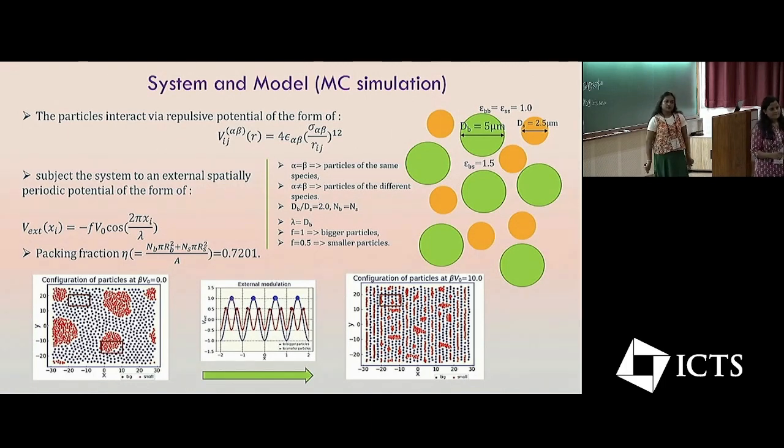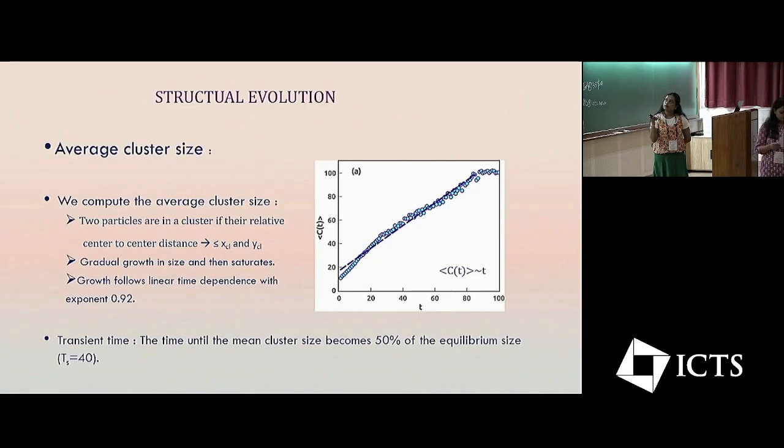Can you just show your cluster size growth law? So this is C, the number of particles in the cluster. What is C exactly? C is the cluster size, the number of particles. It's the area of the cluster. This is 2D, right? Yes. So is it the area of the cluster, or the radius of the cluster? The radius of the cluster.